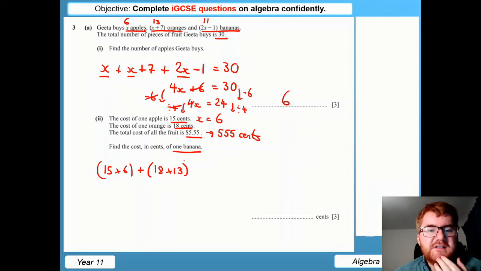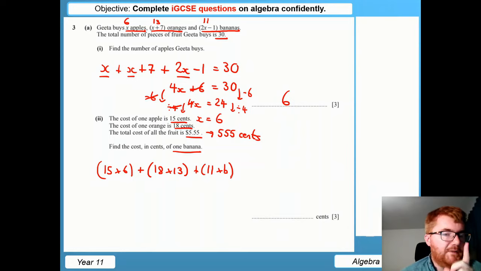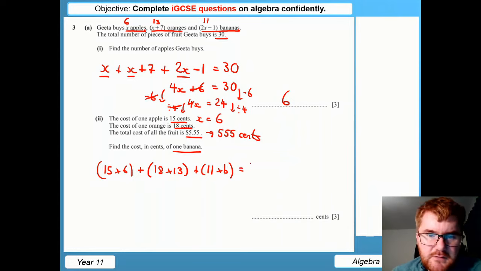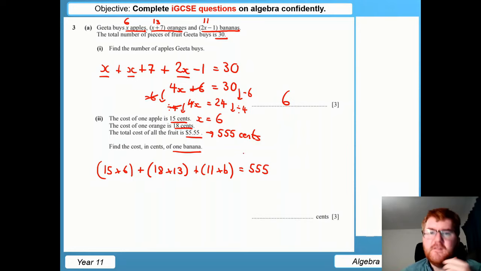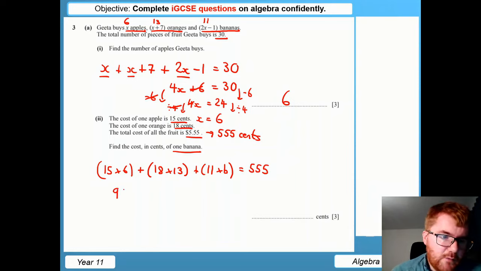And then we've got 11 bananas, but we don't know the cost of it. So we're going to call it 11 times b. So we're going to call b the cost of 1 banana. And this is equal to 555. So if we simplify this down here, again, a lot of this you can do on your calculator, so don't feel like you have to do this manually. 15 times 6, that's going to be equal to 90.